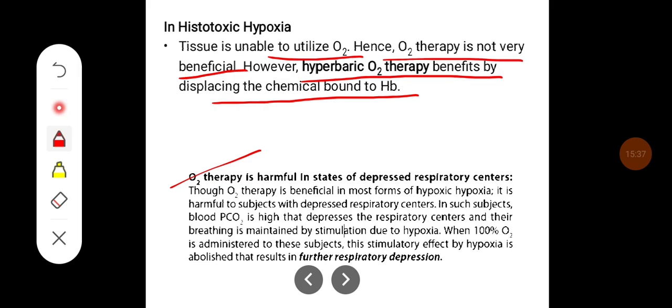Oxygen therapy is harmful in states of depressed respiratory centers. Though oxygen therapy is beneficial in most of the hypoxic hypoxia, it is harmful to the subjects with depressed respiratory centers. In such subjects, the blood PCO2 is high and that depresses the respiratory centers, and breathing is maintained by stimulation due to hypoxia. When 100% oxygen is administered to these subjects, the stimulatory effect of hypoxia is abolished, that results in further respiratory depression.